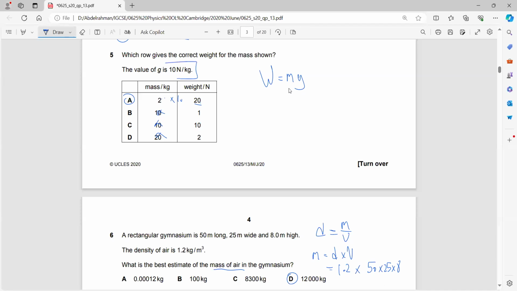He said that the value of g is 10. So mass 2 times 10 is 20. So this is correct. 10 times 10 should be 100, this is wrong. 20 times 10 should be 200, which is wrong. The weight on Earth has to be greater than the mass. You can't have the weight less than the mass.